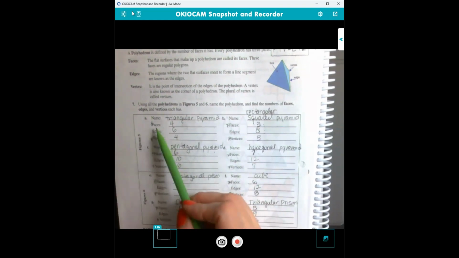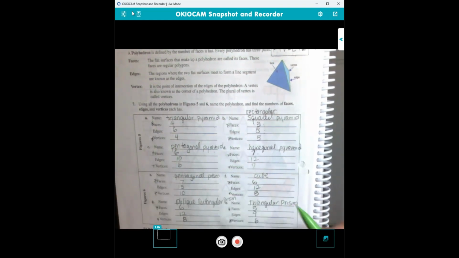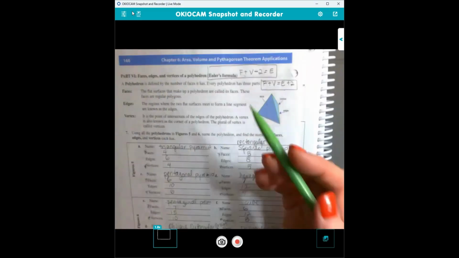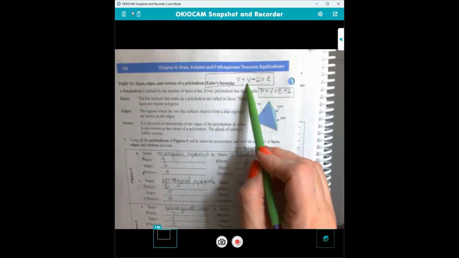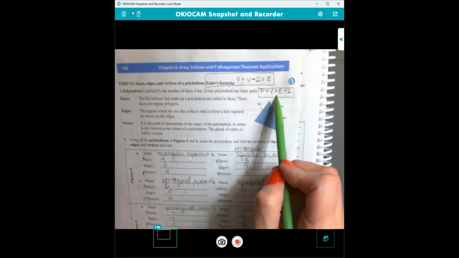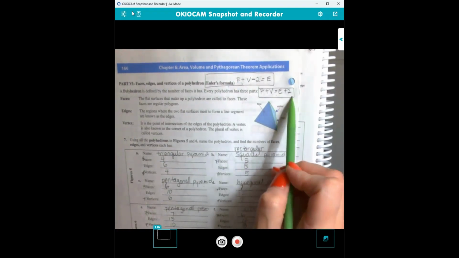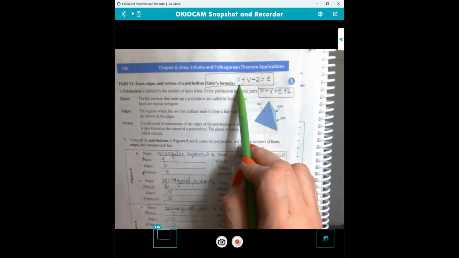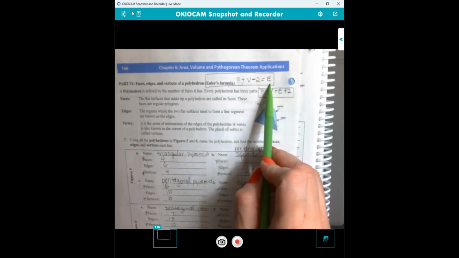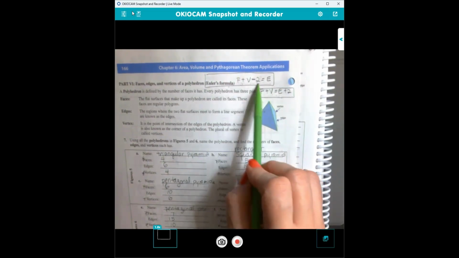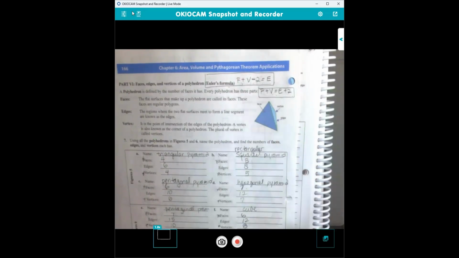And then you need to notice the relationship between the faces and the vertices, right? And you're going to find out Euler's formula. Euler's formula says that when you add the faces and the vertices, that's going to be equal to the edges plus 2. Or if you add the vertices and the faces and subtract 2, that's going to be the edges. It's the same formula. It's just one solved for E and the other one is not solved for E. Okay.